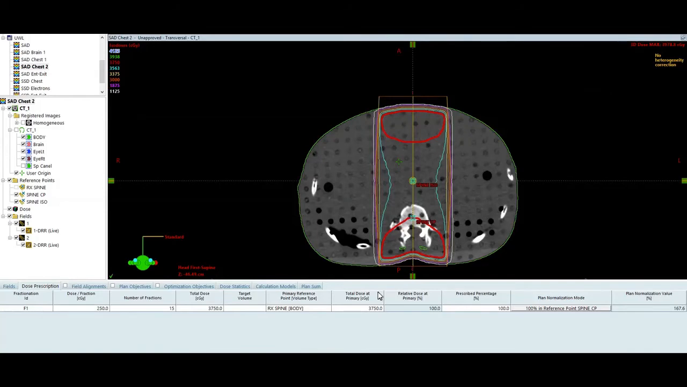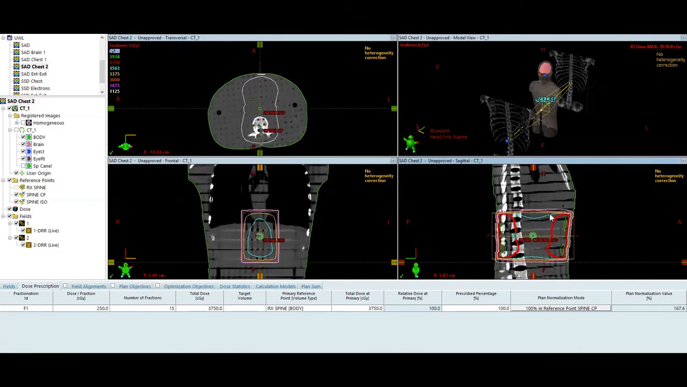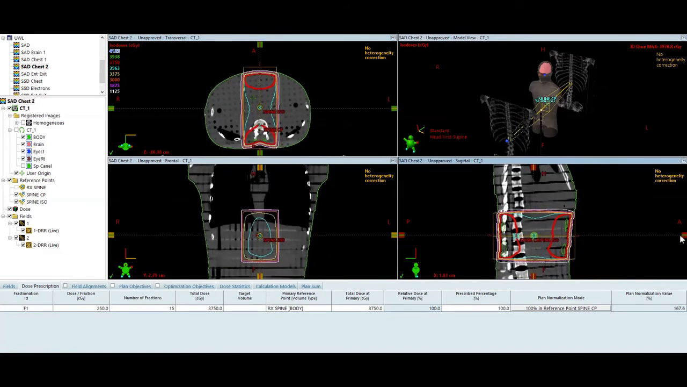SAD chest 2 is going to follow SAD chest 1. In chest 1, we prescribe to the isocenter. In chest 2, we're prescribing to a spine calc point. In order to have a uniform dose distribution delivered to a calc point that's not at isocenter, specifically one that's closer to the posterior and further from the anterior, we have to have unequal beam weightings.